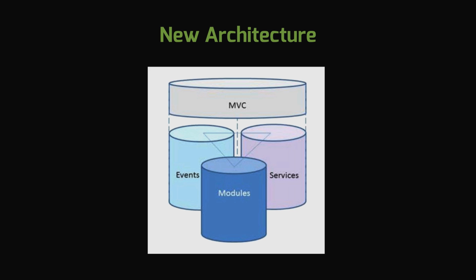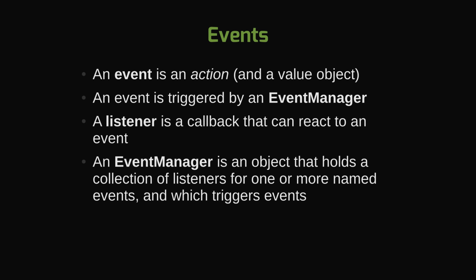So this is a diagram that shows you how the new MVC architecture of Zend Framework 2 is built. Basically we have three main components: the events, the modules, and the services. So what is an event? An event is basically an action. You can think of an event like an action, and actually it is also a value object. In order to manage the events in Zend Framework 2, we use the event manager, a component that manages the events inside the workflow of an application.